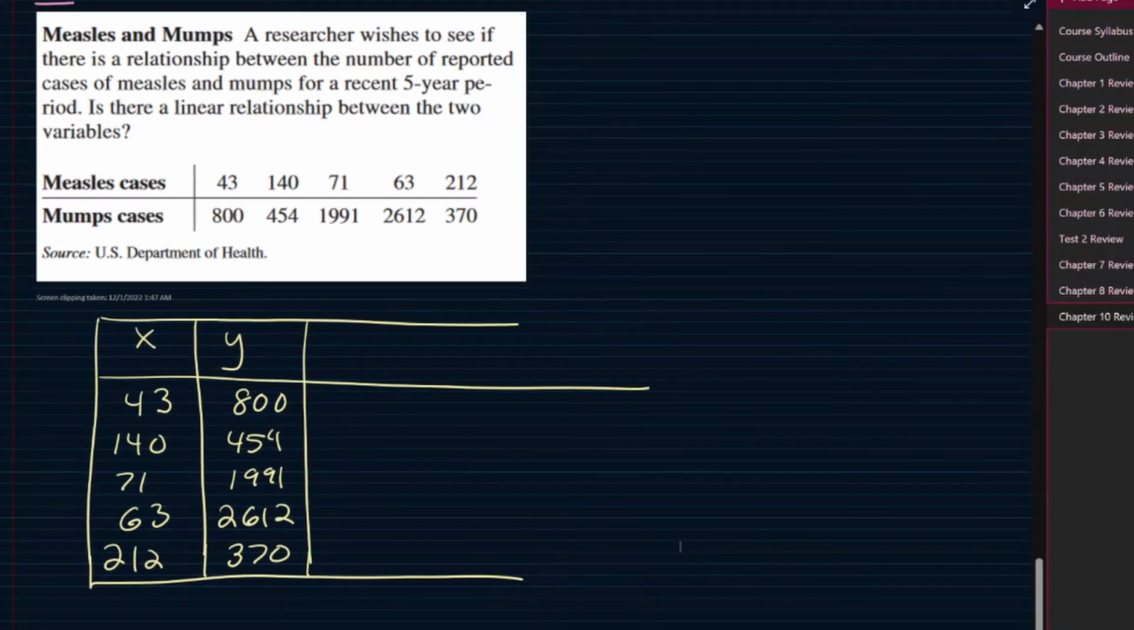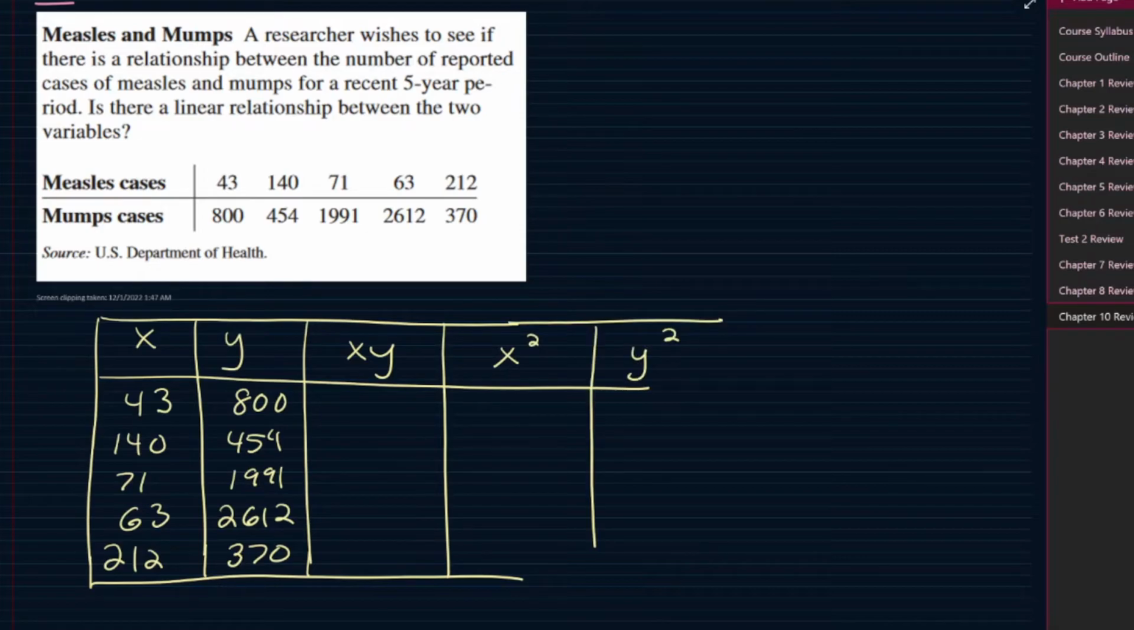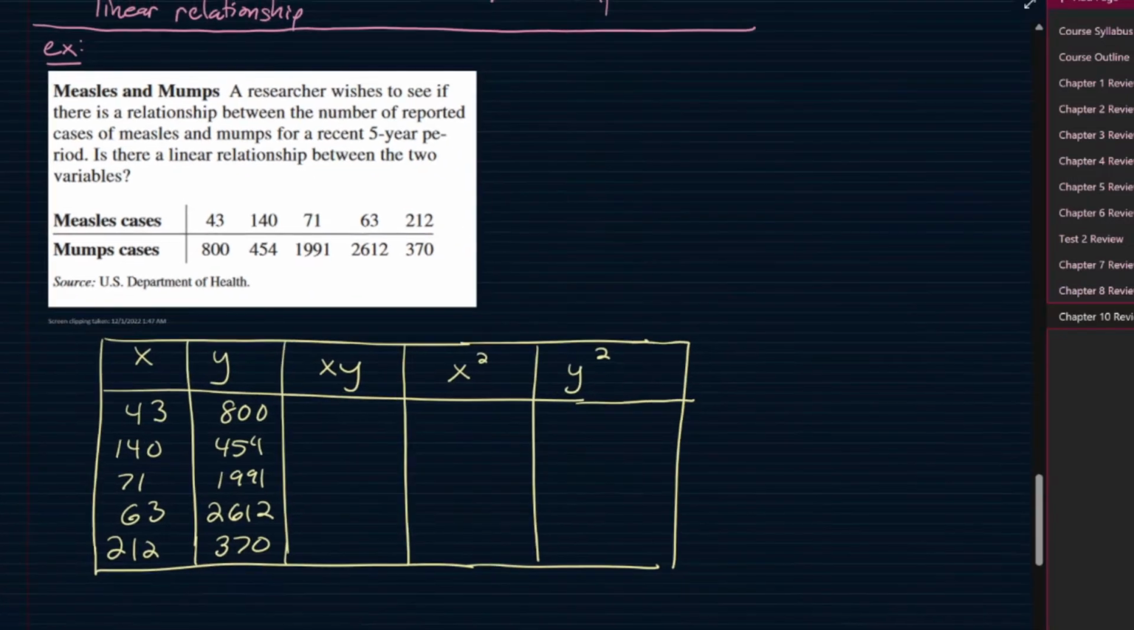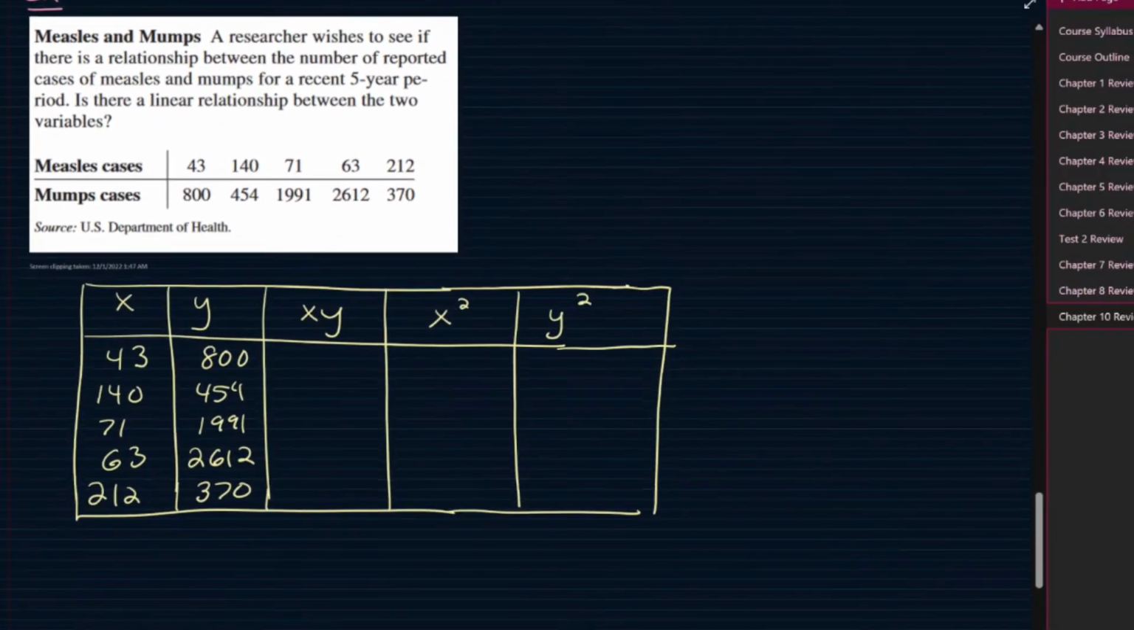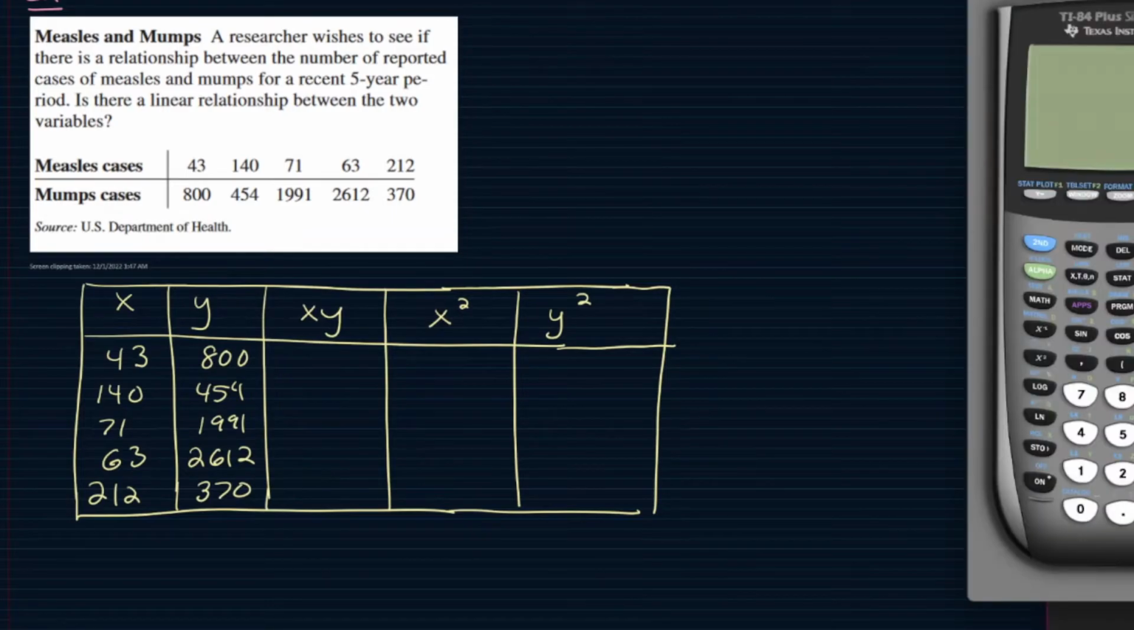And so remember, for our formula, we need a column for x, y. And the numbers are going to be big here. It's going to have to be a pretty big column. A column for x squared and a column for y squared. And then we'll have the summations at the bottom, which we'll use to plug into the formula for r. So let's go ahead and calculate all this.